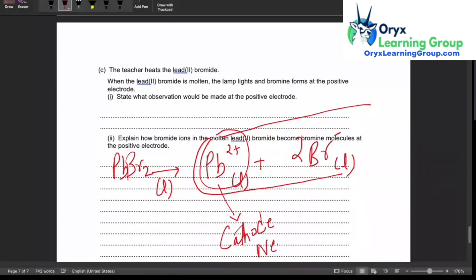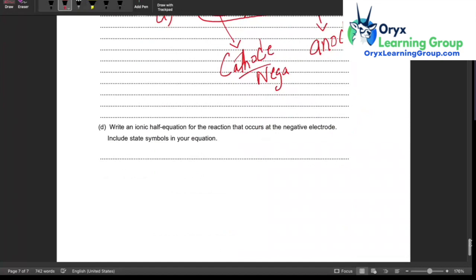Yes. Okay, remember this. Positive ions are attracted to the negative electrode, the cathode. Negative ions are attracted to the positive electrode. So Pb2+ is a positive ion. It will be attracted to the negative electrode, which is called the cathode, right? And Br- is a negative ion. It will be attracted to the positive electrode, which is called the anode. Okay, now let's see what happens at these two electrodes.